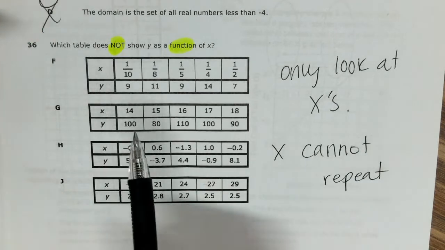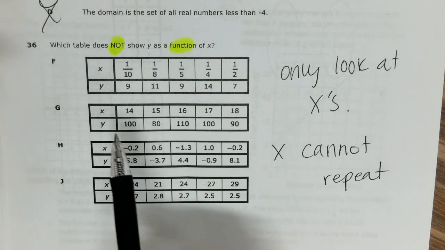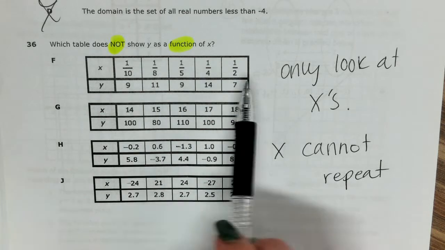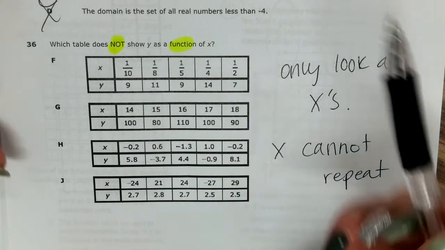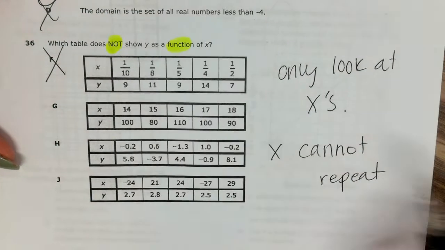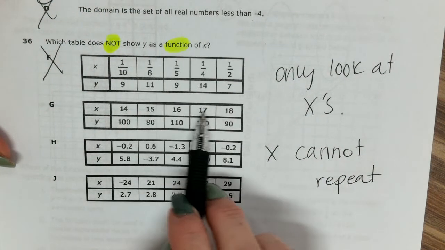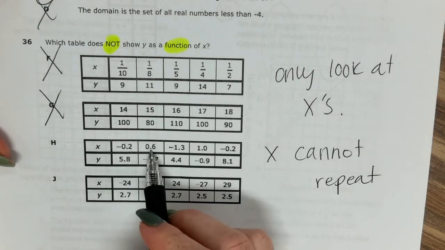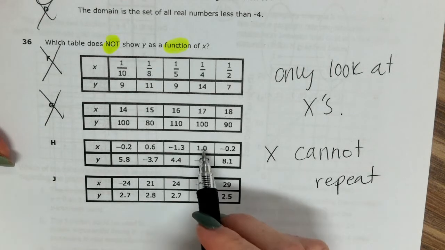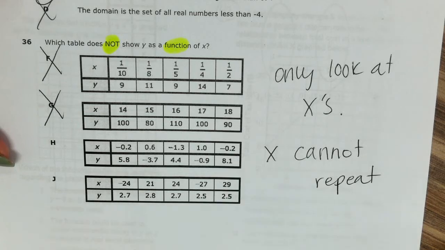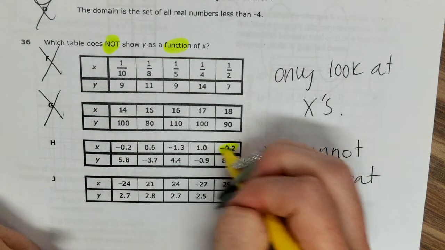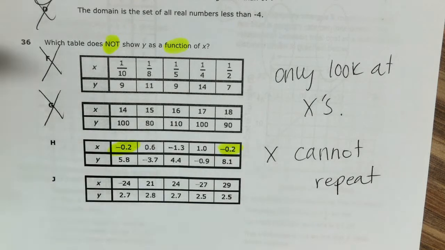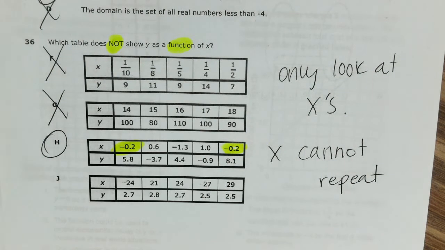All right, so let's look at F, boys. 1/10, 1/8, 1/5, 1/4, 1/2. Was F a function? Yes. So I'm looking for the one that's not. 14, 15, 16, 17, 18. That's a function. -0.2, 0.6, -1.3, 1, and -0.2. What did y'all see? These two repeated, therefore it is not a function.